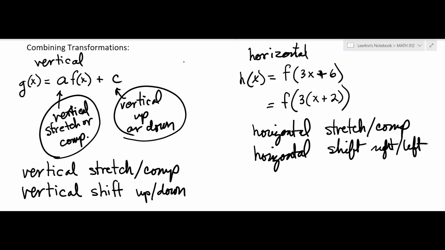Let's see, what else do we want to say on this? Oh, does it matter if you have both vertical and horizontal? Does it matter which one you do first? And the answer is no. So I usually do the horizontals first. So if I'm graphing, I do the horizontal transformations, and then I do the vertical transformations.